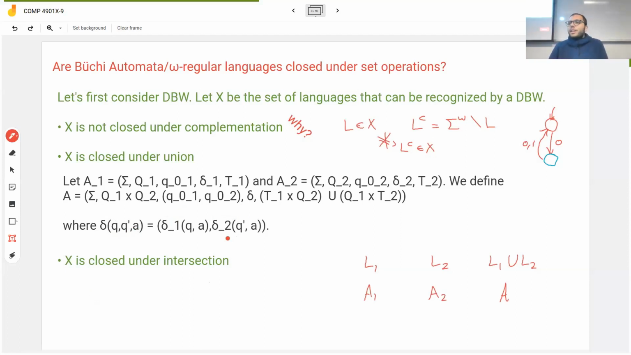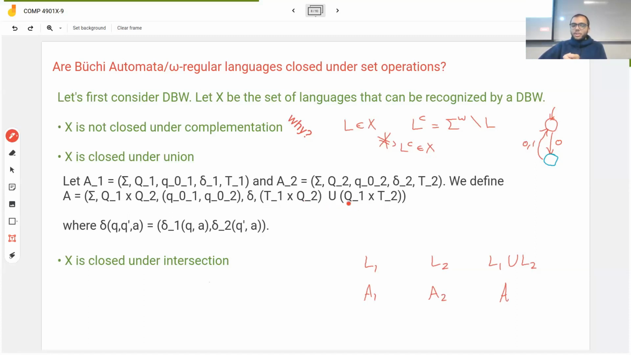Now, when should I accept? I should accept if either one of my original automata that I'm simulating is going to accept. So I should accept if I see T1, the set of accepting states in the first automaton, infinitely many times, or if I see T2, the set of accepting states in the second one, infinitely many times. And whenever I see an accepting state of the first automaton, I don't care where my second automaton is. So my accepting states are T1 times all the states in Q2.